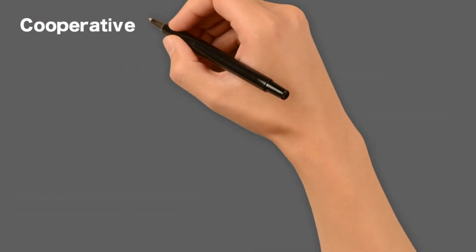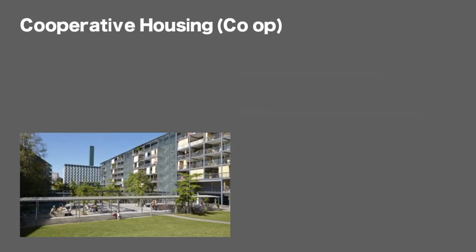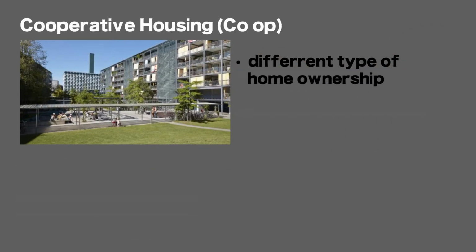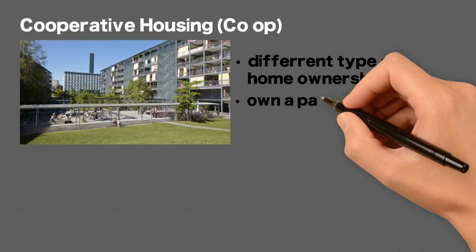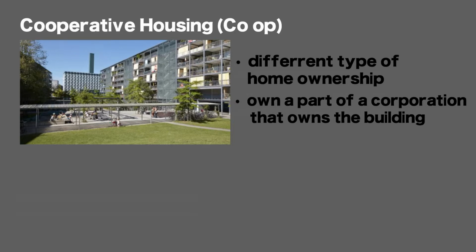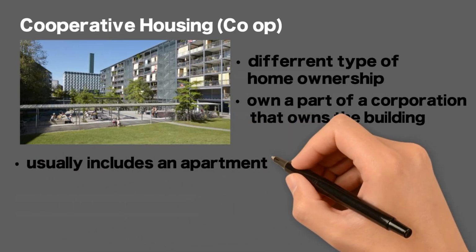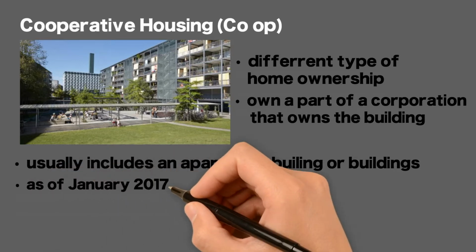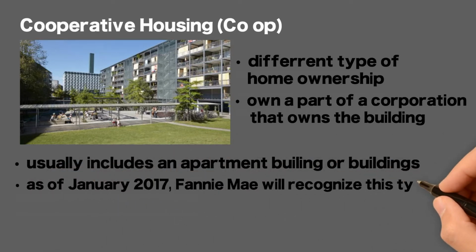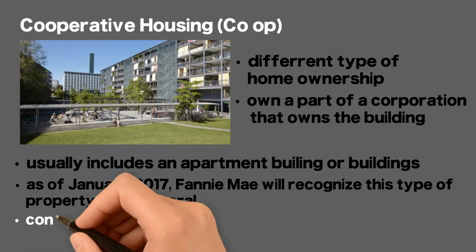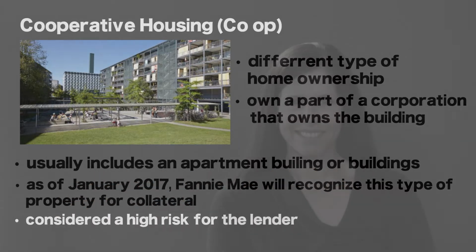Seventh, cooperative housing is a different type of home ownership. Instead of owning actual real estate, with cooperative housing you own a part of a corporation that owns the building. Co-op housing usually includes an apartment building or buildings. As of January 2017, Fannie Mae is the only GSE to recognize this type of property for collateral and it would be considered a high risk for the lender.